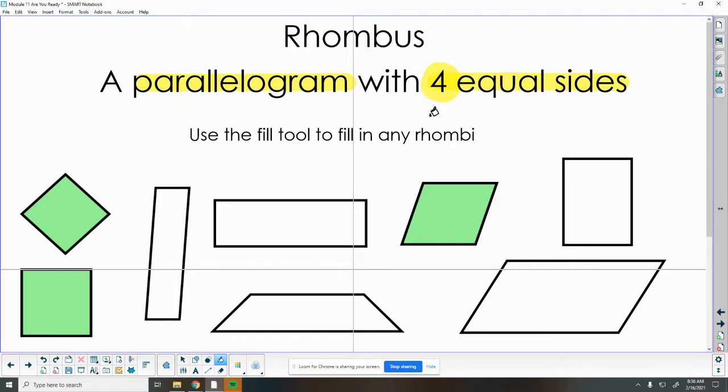A rhombus is more similar to a square. It has to have the four equal sides. So it can be a square, but it doesn't have to have the right angles. The four sides just have to be exactly the same.